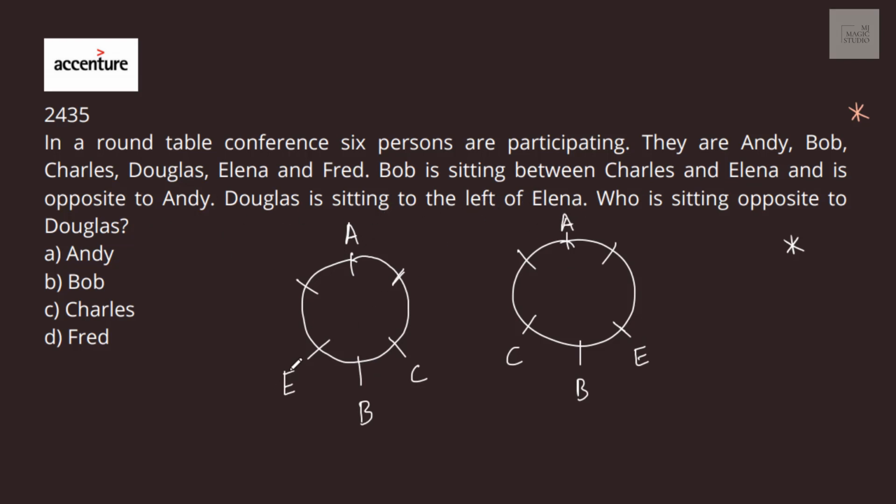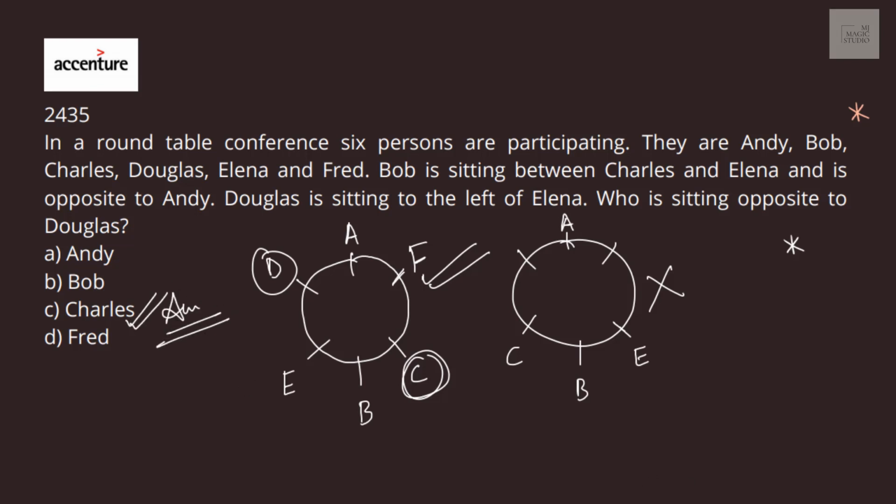Douglas is sitting to the left of Elena. Left will go this side. This should be D, but there is no left for Elena in this particular set. So I'm discarding this set and I'm accepting this set. So A, B, C, D, E, F should be here. This should be the sitting arrangement. Who is sitting opposite to Douglas? Opposite to Douglas is Charles. That is in option C.